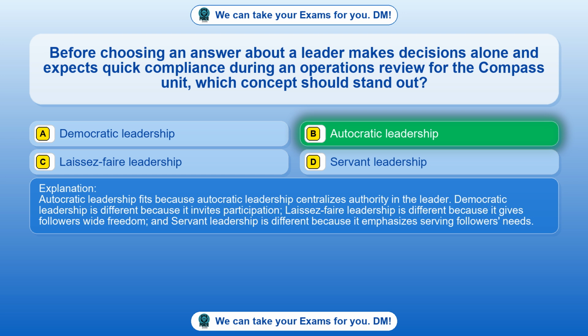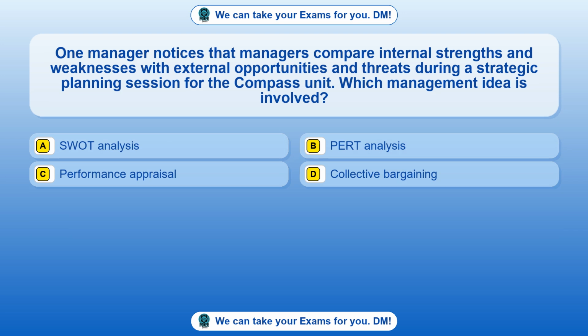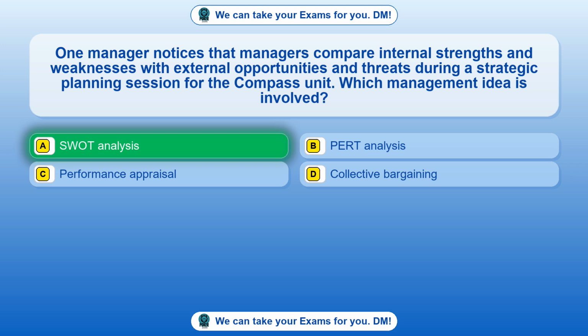Question 16. One manager notices that managers compare internal strengths and weaknesses with external opportunities and threats during a strategic planning session for the compass unit. Which management idea is involved? Option A, SWOT analysis. Option B, PERT analysis. Option C, performance appraisal. Option D, collective bargaining. The correct answer is option A, SWOT analysis.